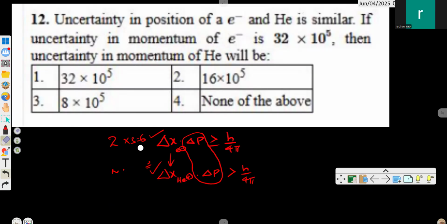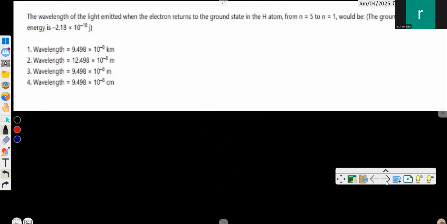So if the uncertainty in positions is the same, that means the uncertainty in momentums must also be the same, because their product must be greater than or equal to h by 4 pi. So what I can say here is, if the uncertainty in momentum is 32 into 10 power 5 for the electron, the uncertainty in momentum for helium will also be 32 into 10 power 5. Next, the wavelength of the light emitted for 5 to 1.